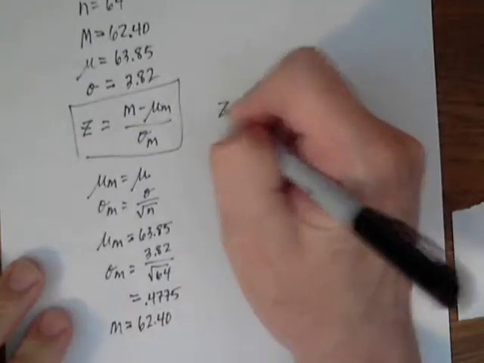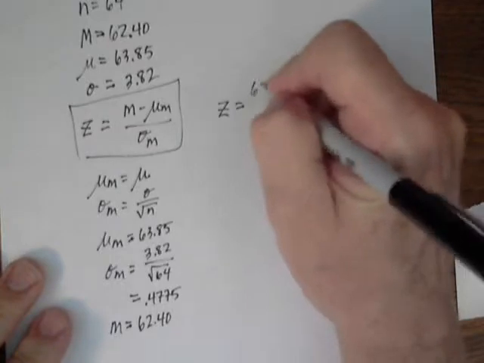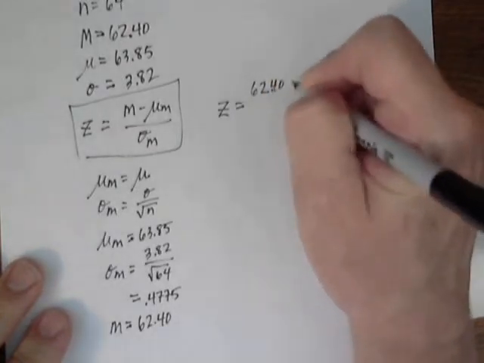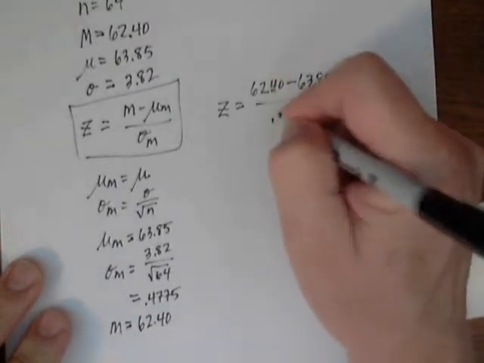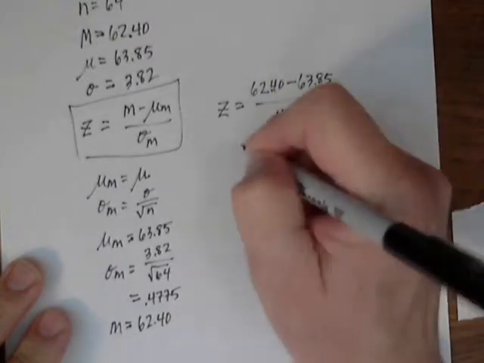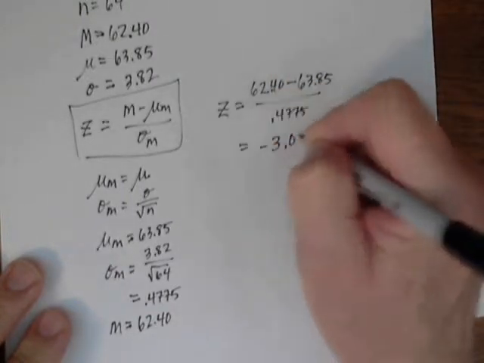So z is equal to 62.40 minus 63.85 divided by 0.4775. And if we do the math, we get negative 3.03.